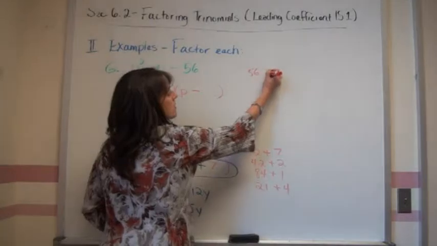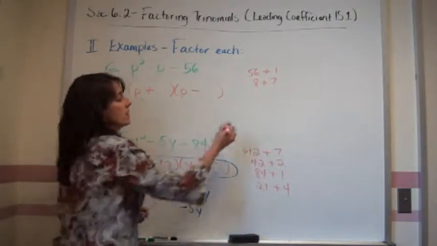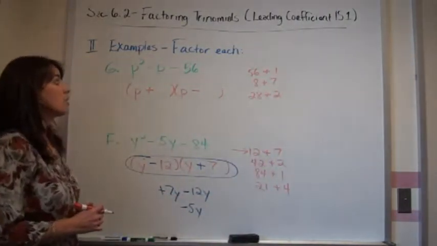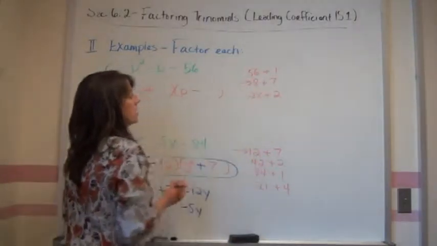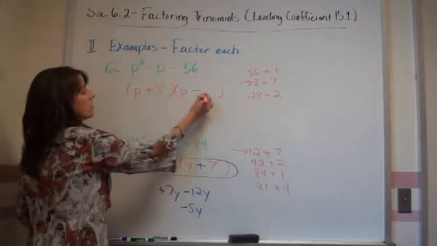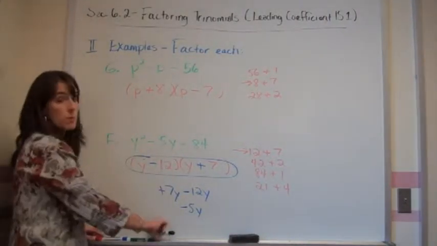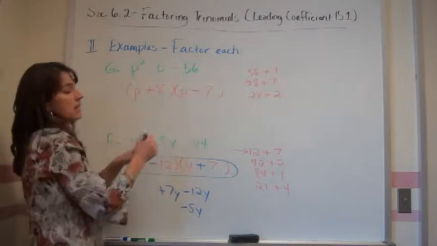56 splits up as a 56 and a 1, an 8 and a 7, and it also splits up as a 28 and a 2. But the combination that will actually subtract to be a 1 right here is going to be your 8 and your 7. So toss it in there. And then just check outsides and insides. Remember, you don't have to check the full FOIL. These better be a p squared, that better be a negative 56.